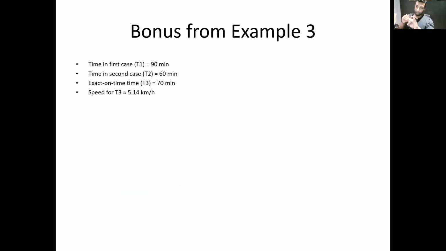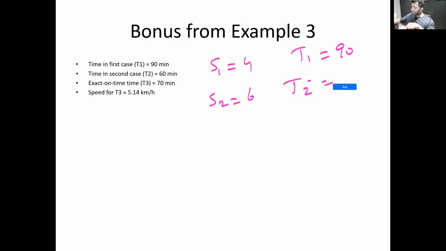First question, what's the speed in the first case? I'll mark it as S1. What is the, sorry, not the speed, right? Time. Speed in the first case is given, 4. Speed in the second case is given, 6. So they will ask you time in the first case, 90. That's when he is late. Time in the second case, that's 60. That's when he is early. They have not asked this, but they can ask this.